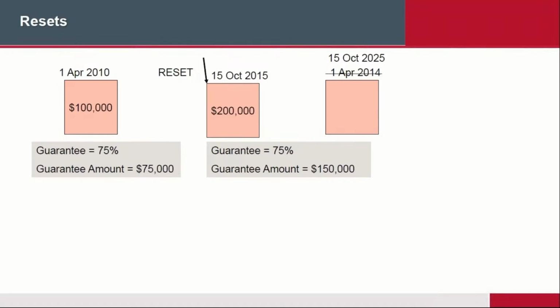Basically what we're saying is that let's assume you gave me, in 2010, that 100,000, and again 75% guarantee and all that sort of stuff there. And then 5 years later, you get a statement from the insurance company, and the insurance company says, "Well, you doubled your money. You've done very, very well." Now, what you do is you reset. Okay, you reset the market.